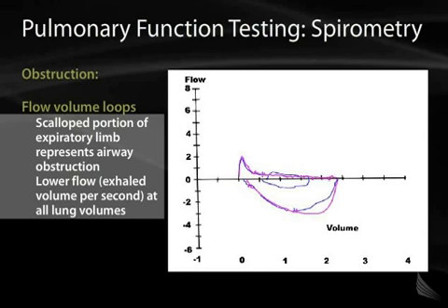But we can see on this graph at each of the different lung volumes, the flow is lower.